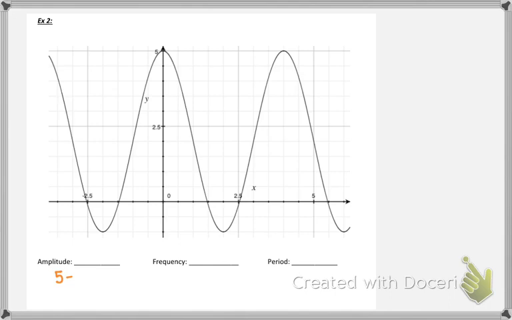So it looks like my y-axis is scaled by a half, right? Half, 1, 1.5, 2, 2.5. So it looks like my low is at 1 and my high is at 5. So 5 minus 1 is 4, divided by 2 is 2, amplitude is 2, and my wave axis is right here.